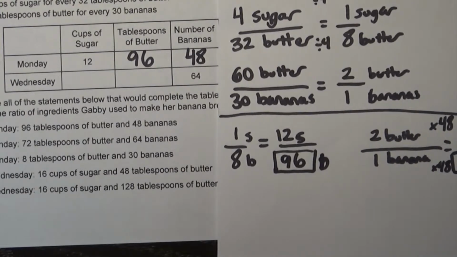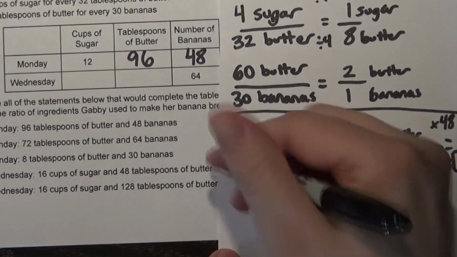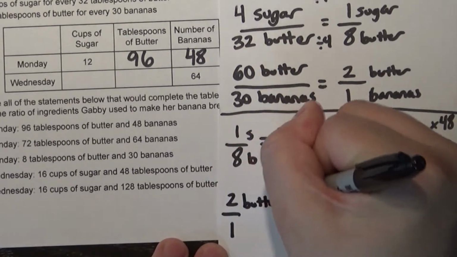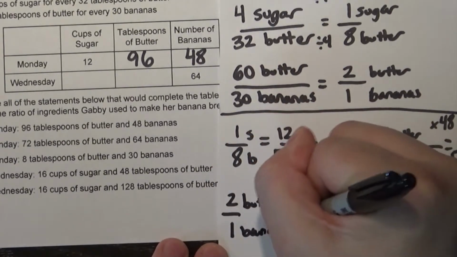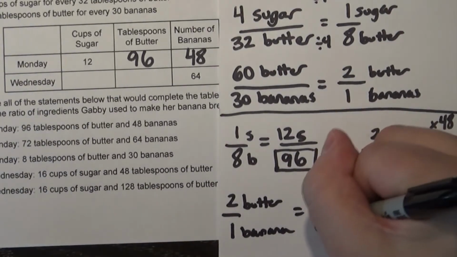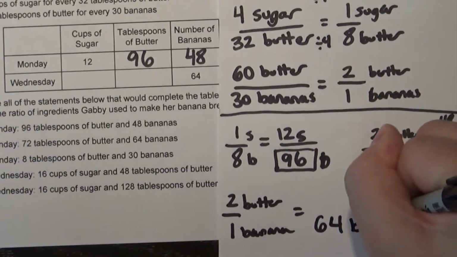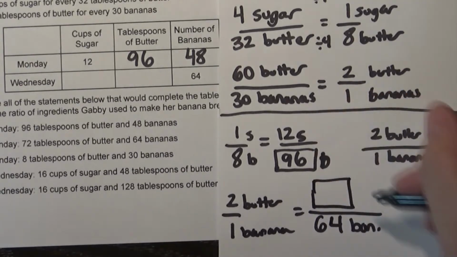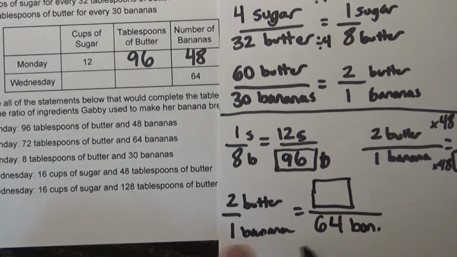Let me work on Wednesday now. I have my number of bananas is 64, so I know it's butter to bananas. That's 2 to 1. Butter to banana. Okay, so I'm going to make an equivalent ratio where I know I have 64 bananas, and I need an undisclosed amount of butter. What am I doing to 1 to get to 64? I'm multiplying by 64.